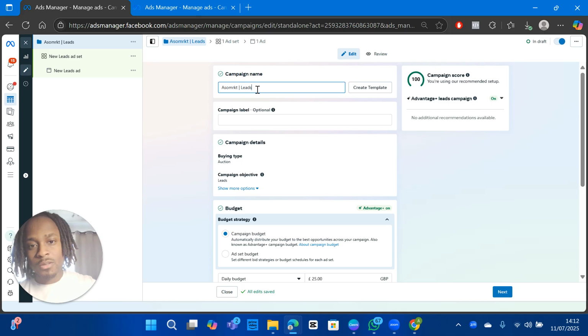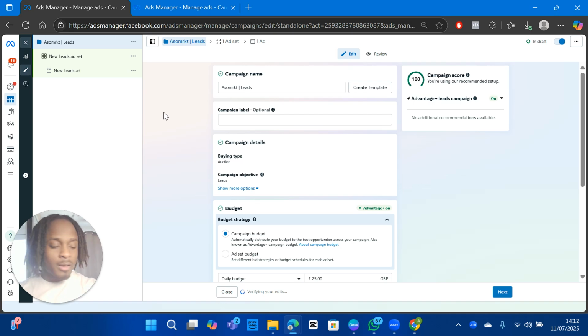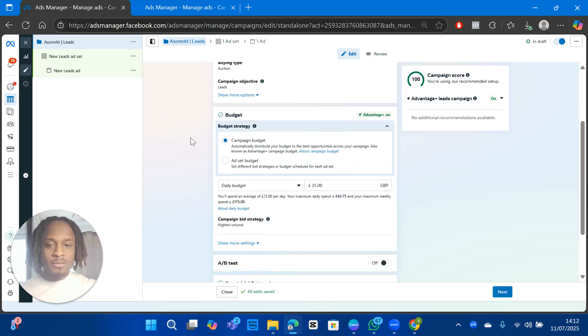If you're going to use the same objective throughout the whole campaign for each ad set, I might put opt-in leads, or lead form, or instant form lead, for example. So the campaign set is very simple, very basic, very consistent. Don't really set a lot here.